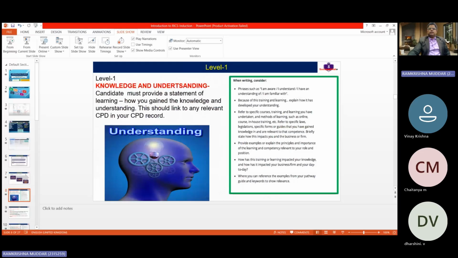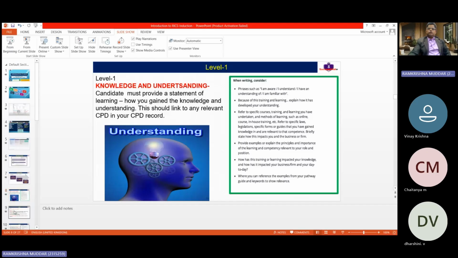So what RICS is telling is, the candidate must provide a statement of learning, how you gained the knowledge. This should link to relevant CPD in your CPD record. This is one of the requirements. You can link it to the CPD. CPD is one of the sources where you are getting it, but at the same time, you can use such phrases. For example, I am aware, I understand. I am aware of the difference between FIDIC 1987 and FIDIC 1999. I am aware of the various forms of contract. I understand communication skills. I understand communication techniques. So this is how level 1 is written.